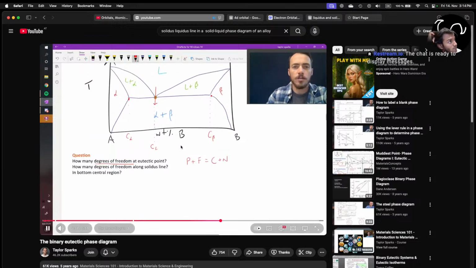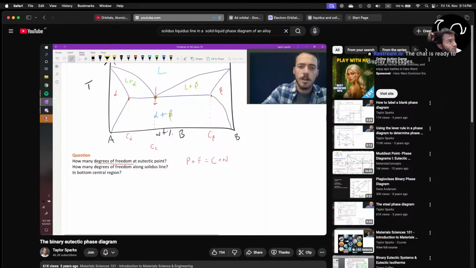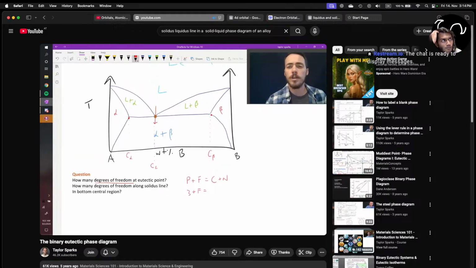So how many phases are present right at that eutectic point? Well, we've got liquid in equilibrium with alpha and beta, so 3 different phases. So 3 plus F equals C, where C is the number of components in the system. So how many components do we have? Well, it's going between A and B, so we have 2 components.